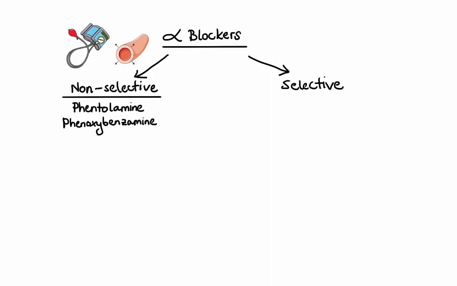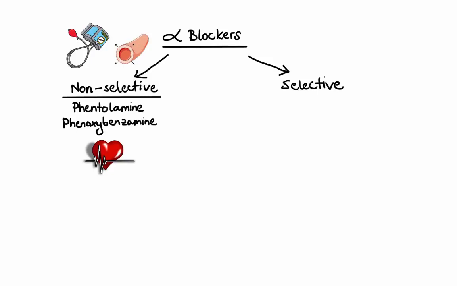Now we know that through alpha-1 blockade these drugs cause vasodilation, but since they are non-selective, they also block alpha-2 receptors, which, as you may remember from the previous lecture, are mainly located on presynaptic nerve endings. Now norepinephrine acts on alpha-2 receptors to inhibit its own release, so blockade of these receptors results in more norepinephrine release. Norepinephrine then can stimulate beta-1 receptors on the heart. This is why non-selective drugs such as phentolamine and phenoxybenzamine can cause tachycardia and even cardiac arrhythmias.